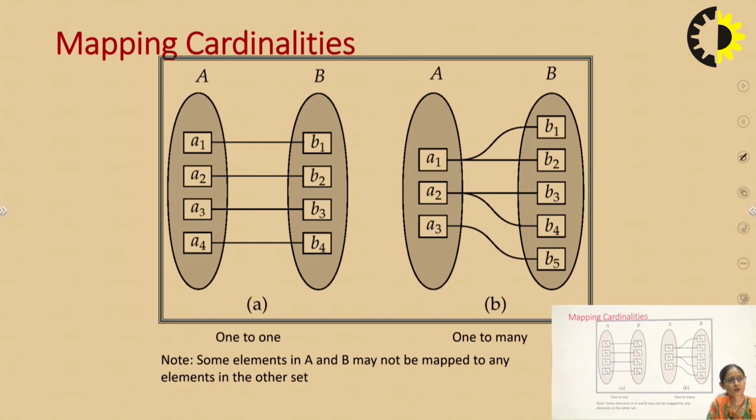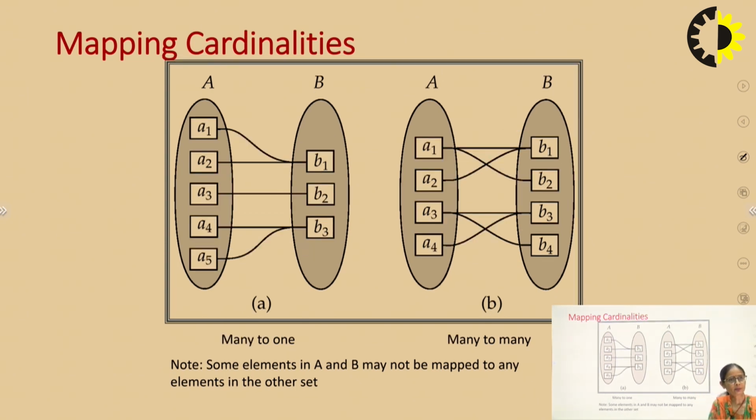One to one, that is only a single element of A and B are related with each other. Whereas in the case of one to many, a single element of set A may be related to multiple elements of set B. In the case of many to one, many elements of set A might be related to a single element of set B. Whereas in the case of many to many, many elements of set A might be related to many elements of set B.